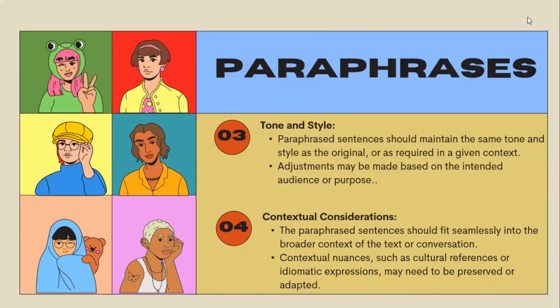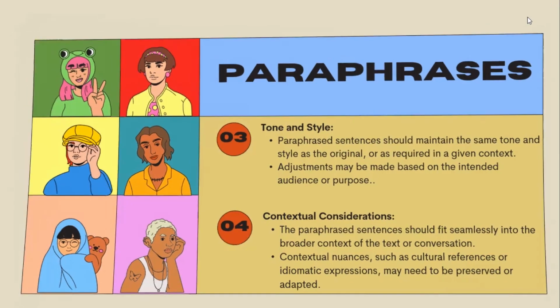The third one is tone and style. Paraphrased sentences should maintain the same tone and style as the original, or as required in a given context. And then adjustments may be made based on the intended audience or purposes. Number four is contextual consideration. The paraphrased sentence should fit seamlessly into the broader context of the text or conversation. The contextual nuance, such as cultural references or idiomatic expressions, may need to be preserved or adapted.